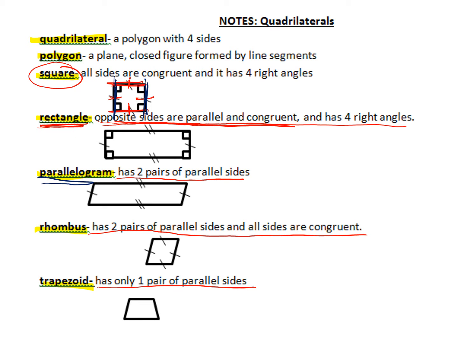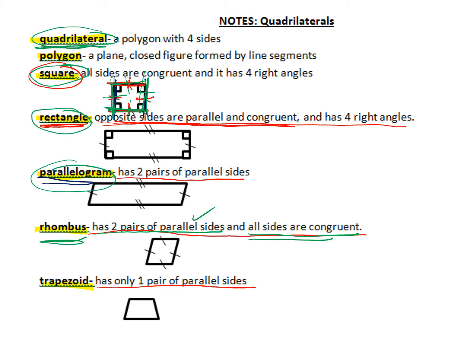Then let's look at a rhombus. Is a square possibly a rhombus? Well, a rhombus just has two pair of parallel sides and all sides are congruent. Well, two pair of parallel sides, yes, check. And all sides congruent. Congruent, congruent, congruent, congruent, check. So then a rhombus is also a square, or the square is also a rhombus. So then a square could potentially have five names: quadrilateral, square, rectangle, parallelogram, and rhombus. You just have to look at the definitions. The only exception to this rule is this little fella right here, a trapezoid.